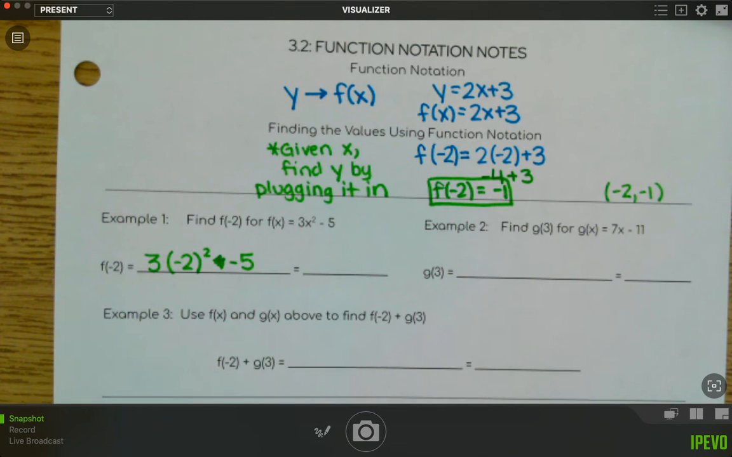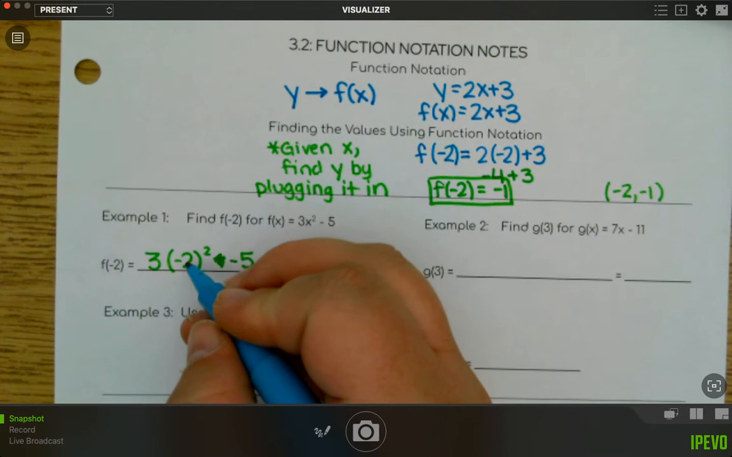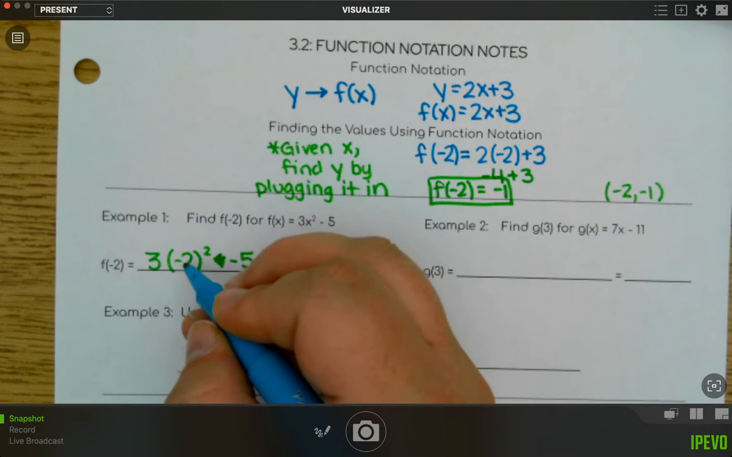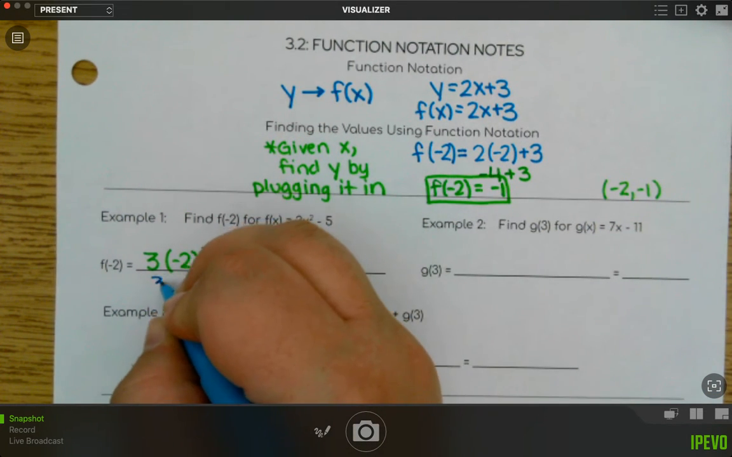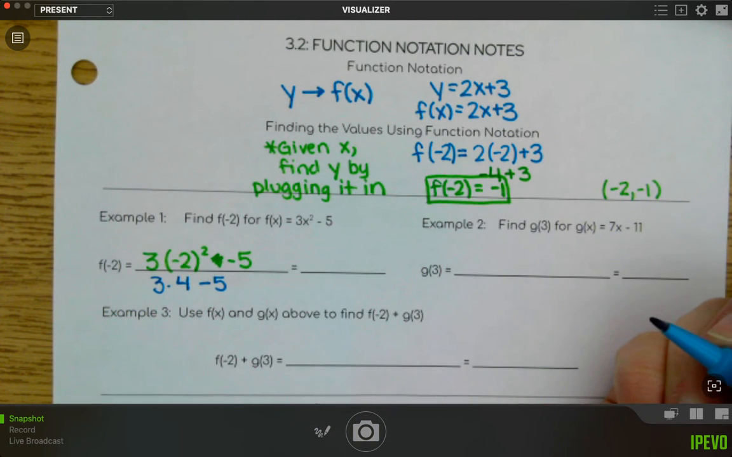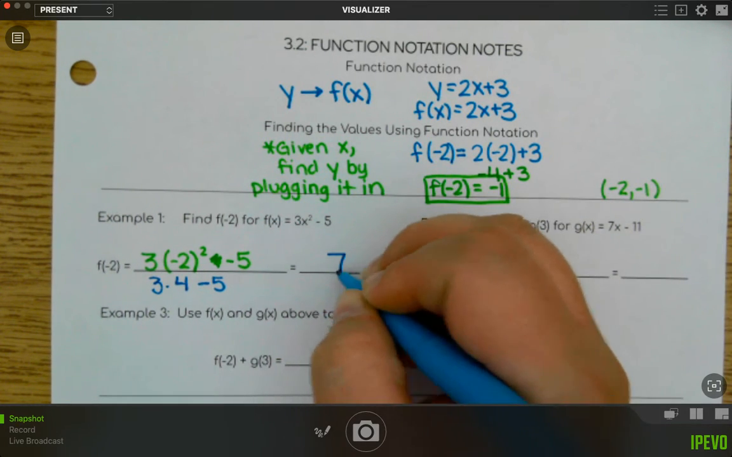So I want to do this in 2 ways really quick. The first way is I'm going to tell you what this actually means. When you square a number, you're multiplying it by itself. -2 times -2 happens to be 4. So this is really 3 times 4 minus 5. 3 times 4 is 12. 12 minus 5 should be 7.